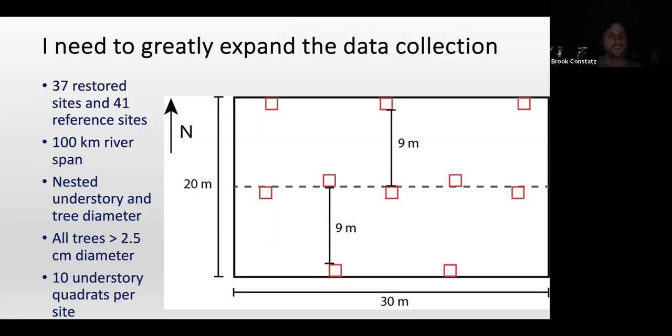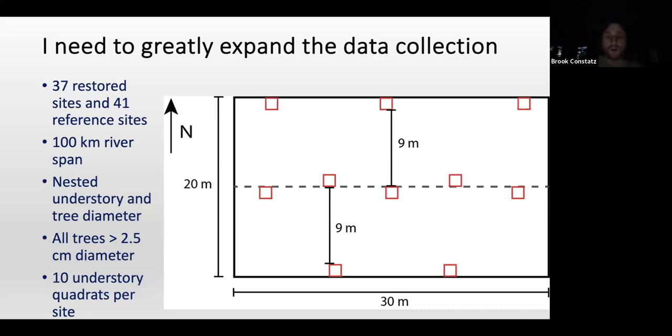But they're still quite interesting. So all in all, I did 78 sites, and that was 37 restored sites and 41 reference sites. So I did pretty much all the restored sites that were available, and then I picked 41 of the closest, not always the closest, but close reference sites. I tried to vary them up a little bit with what their elevation was from the river to give more of a balanced perspective. And so in this picture, this is what a plot looked like.